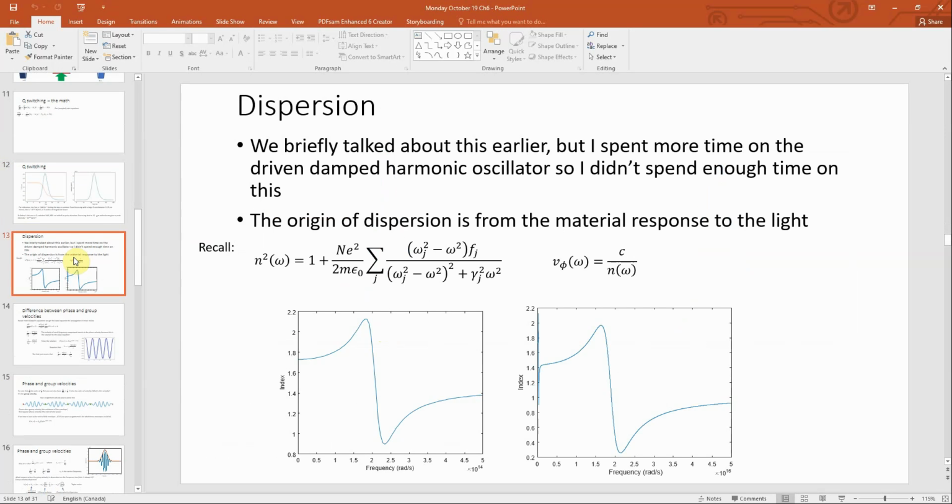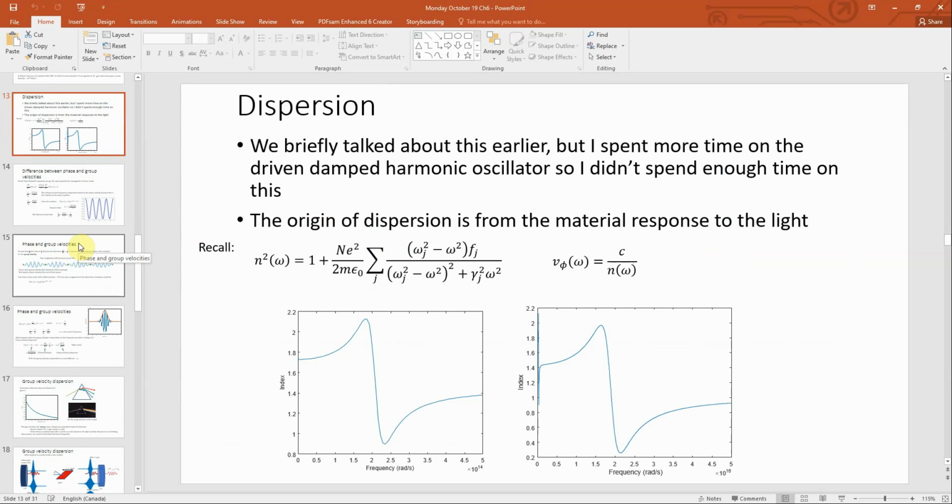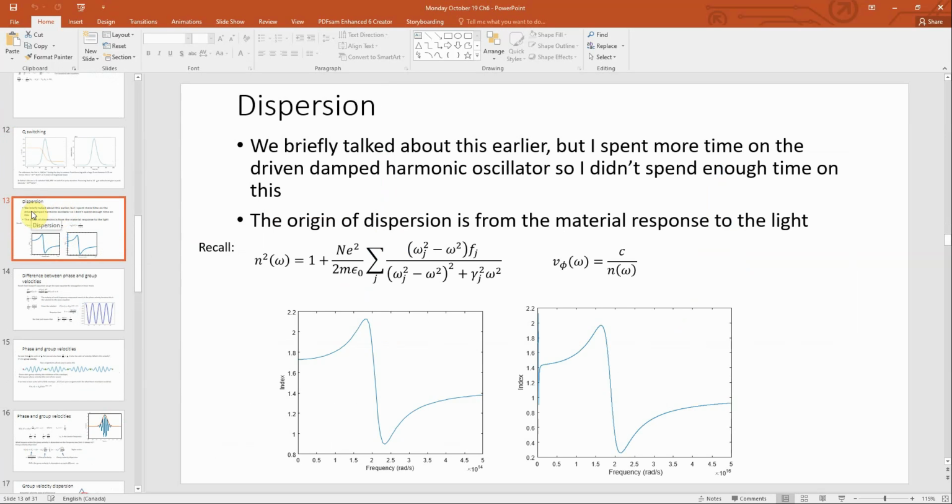Okay, I think I'll end there. We'll be discussing dispersion. We talked about this earlier in the class. In order to discuss mode lock lasers, we need to understand what dispersion is and what group delay dispersion means. We'll be going over that on Wednesday and Friday.